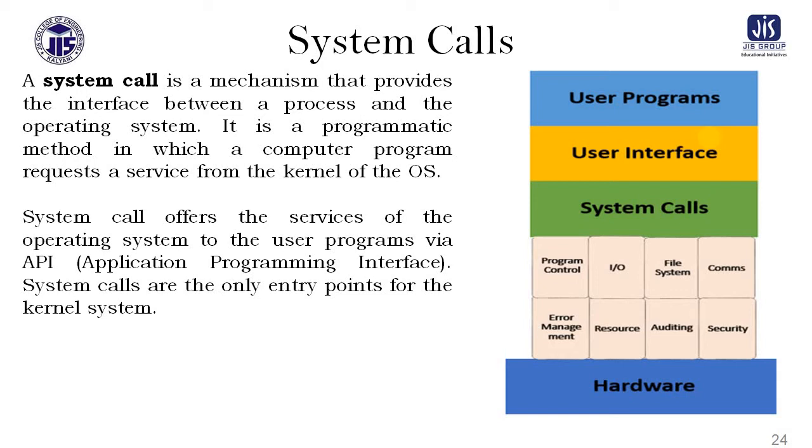A system call is a mechanism that provides the interface between a process and the operating system. It is a programmatic method in which a computer program requests a service from the kernel of the OS. System calls offer the services of the operating system to the user program via an application programming interface, or API. System calls are the only entry point for the kernel system.